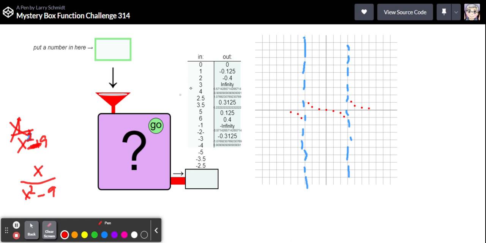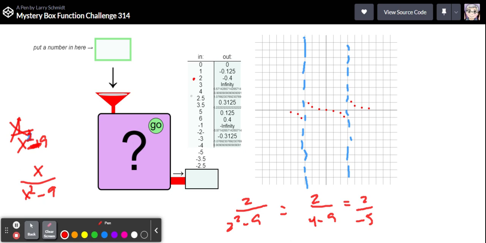Let's see if it works with some other points. So let's put in 2. So I'd have 2 over 2 squared minus 9. So that would be 2 over 4 minus 9. That would be 2 over negative 5. So that's negative 0.4, and that's what we got there. Beautiful. That seems to work.